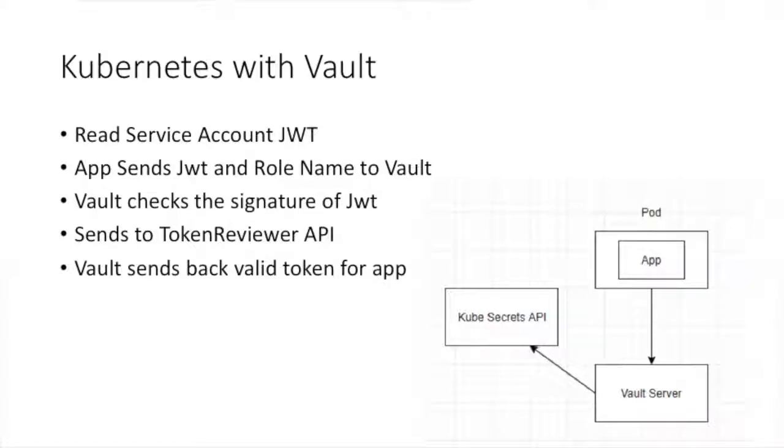So what Vault does is it goes to Kubernetes and says, here's the JWT, is this a valid JWT or not? And Kubernetes says, OK, yes, it is a valid JWT, because it uses the token reviewer API to verify that the signature and everything is correct, that this was the pod that was starting up. Then Kubernetes says back to Vault, it's good, and Vault sends back a token to the application.